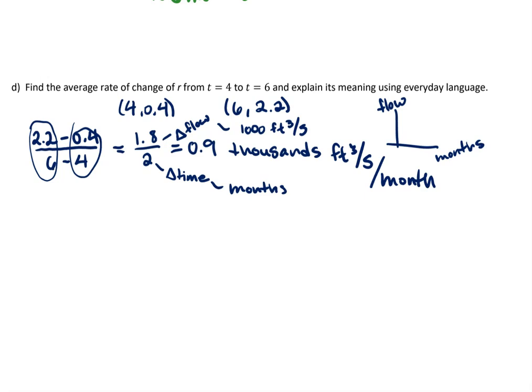So what I'm seeing here is from month 4 to month 6, the flow rate was increasing by 0.9 thousand. If I'm going to explain in everyday language, I don't think 0.9 thousand is everyday language, so I would change that to 900 cubic feet per second. And that should give me my interpretation.